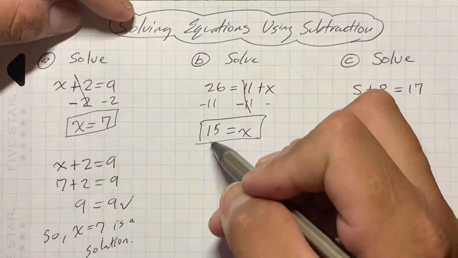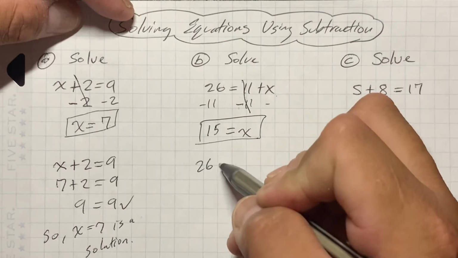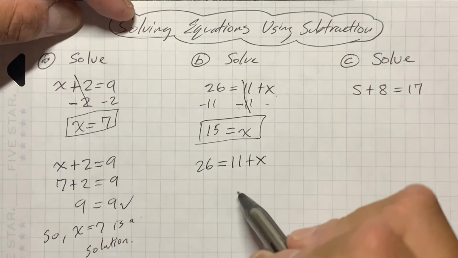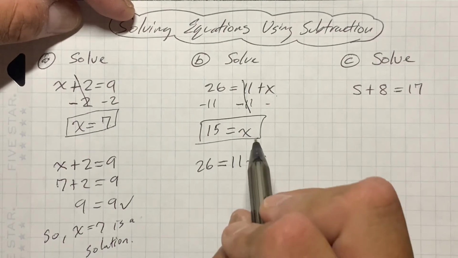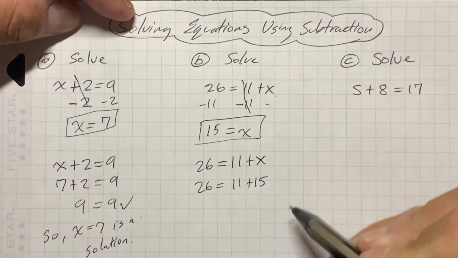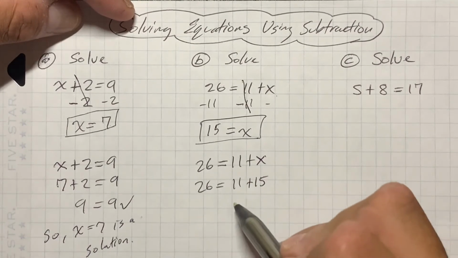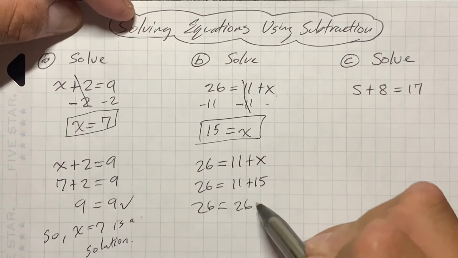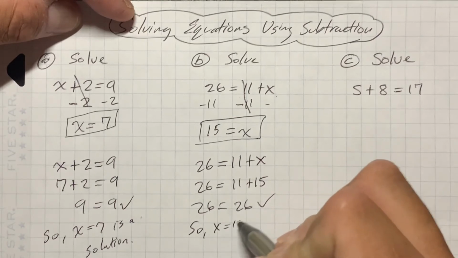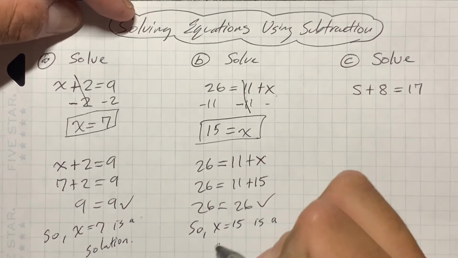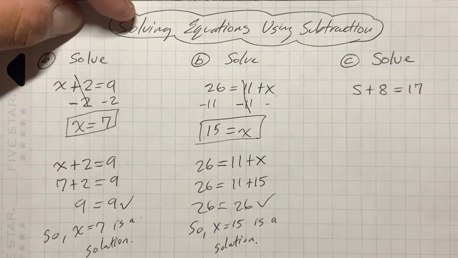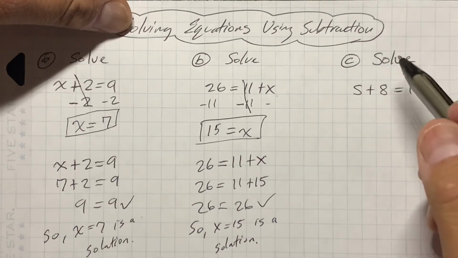Now to check this, we're going to rewrite the original equation. 26 equals 11 plus x. We're going to substitute 15 for x into the equation. Now 15 plus 11 is going to be 26, and 26 is equivalent to 26, and that checks. So when x equals 15, this is a solution to the equation that makes it true. All right, and the last one, we're going to solve again.